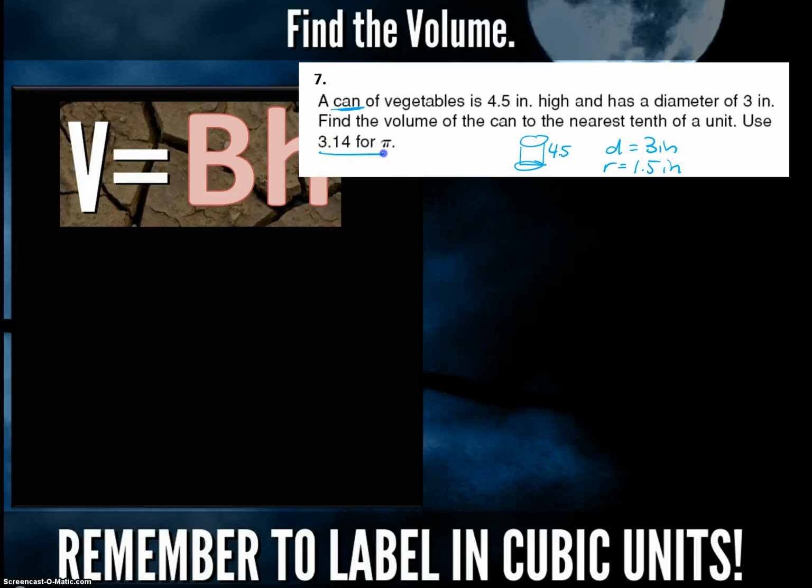We want to use 3.14 for pi, and I find the area of the base first. That's a circle. So the area of the base will be pi r squared. 3.14 times 1.5 squared. Pause the video and see if you can do the math. Okay, so you should have gotten 7.065. Now substitute that back in for B and then multiply by the height. Pause the video, please, and then check your answer.